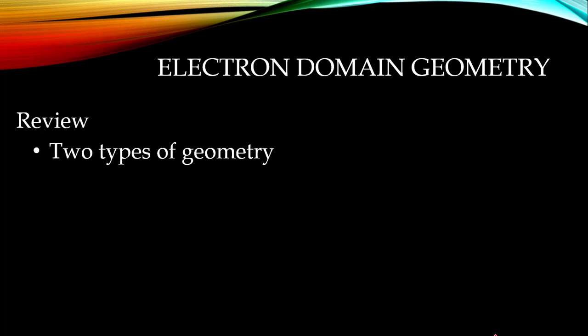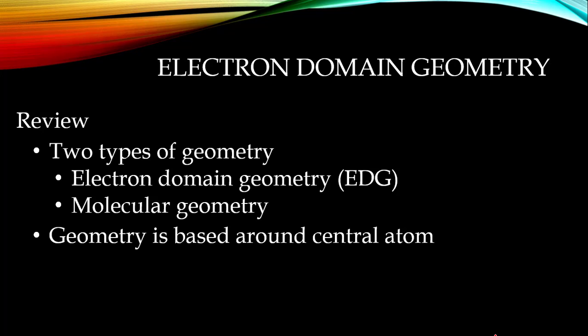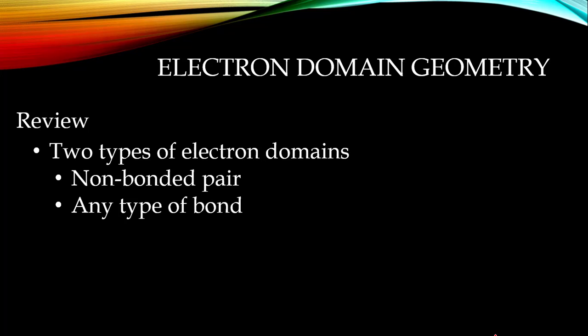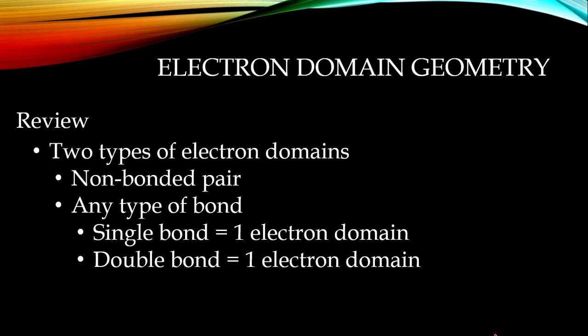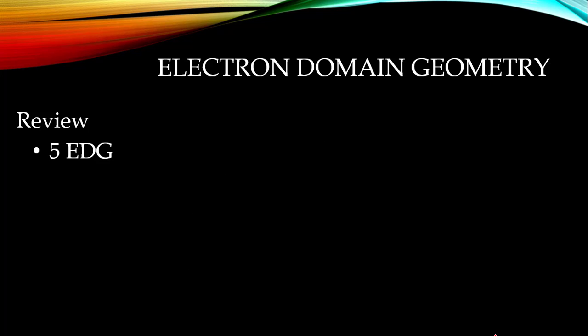To review, there are two types of geometry. The first is called electron domain geometry. The second is called molecular geometry, and both geometries are based around the central atom. There are two types of electron domains. There's the non-bonded pair or any type of bond. Single bond, double bond, or triple bond, each counts as one electron domain. There are 5 electron domain geometries.